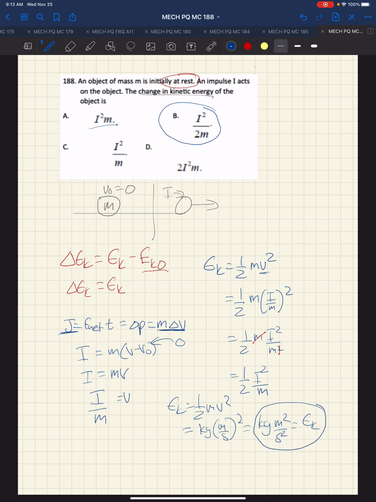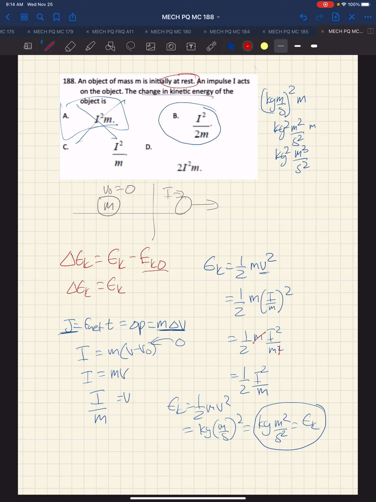So which of these has the same units? Well, let's take I squared m. Well, I has the same units as momentum, which are kilogram meters per second. So that entire quantity squared times m. Well, that gives us kilogram squared, meters squared per second squared times meters, which is kilograms squared, meters cubed per second squared. So clearly that's not the units of energy.